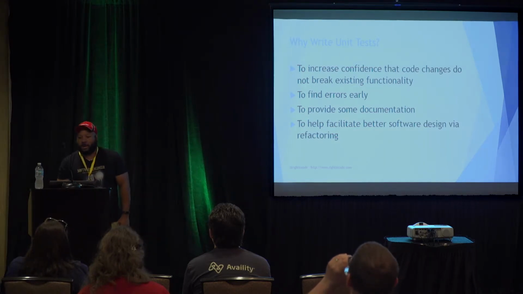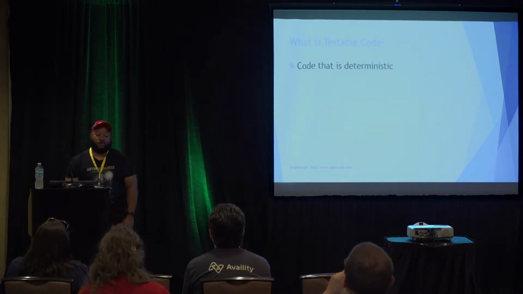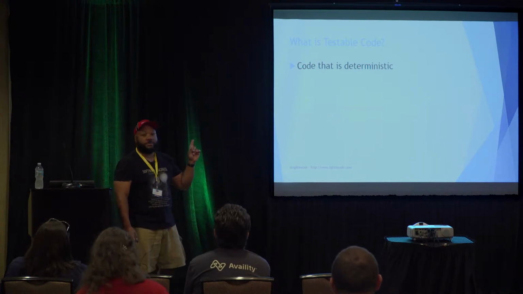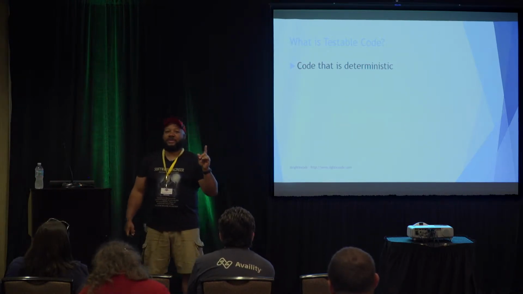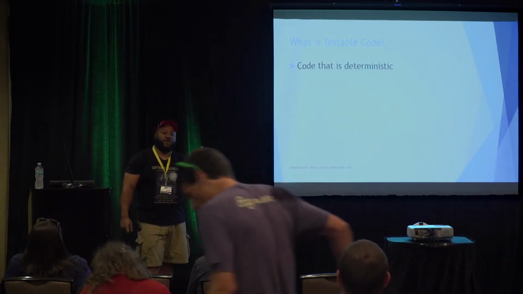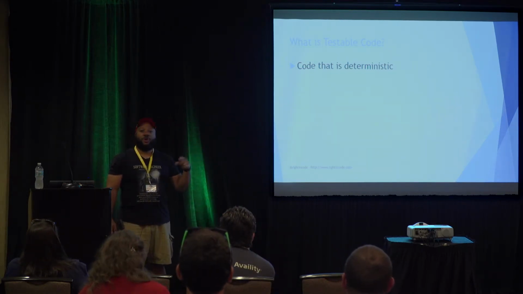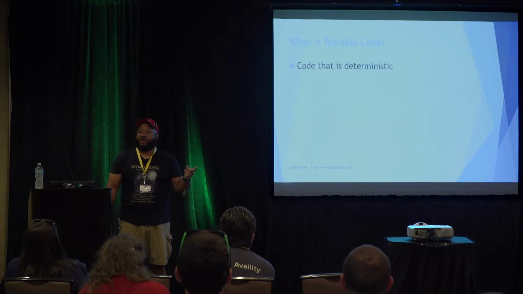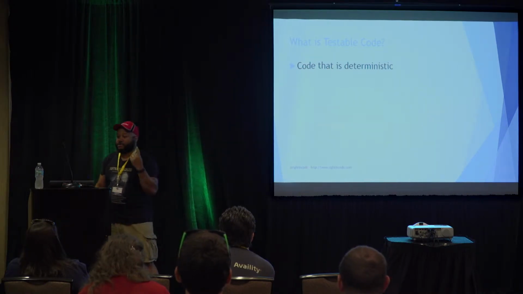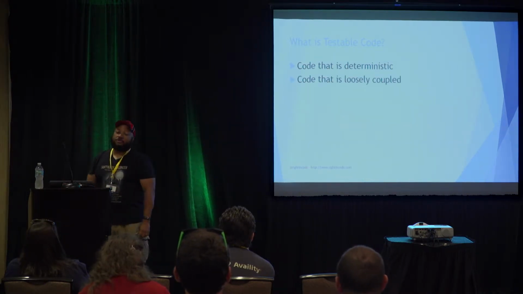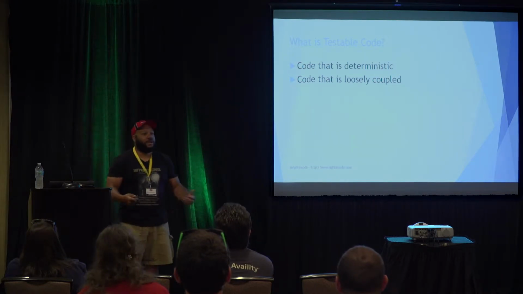Okay? All right, so what is testable code? Well, the first thing is that it's deterministic, right? You can actually, in a reasonable fashion, understand that, hey, when I run this code with a given set of inputs, I'm going to get a certain set of outputs. So it's deterministic. So that's number one. Number two, it's loosely coupled, right? So it doesn't have a lot of dependencies.